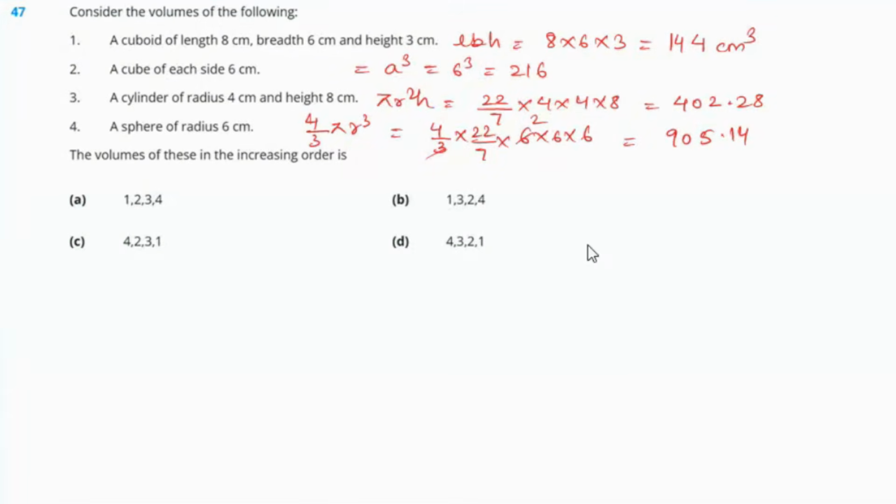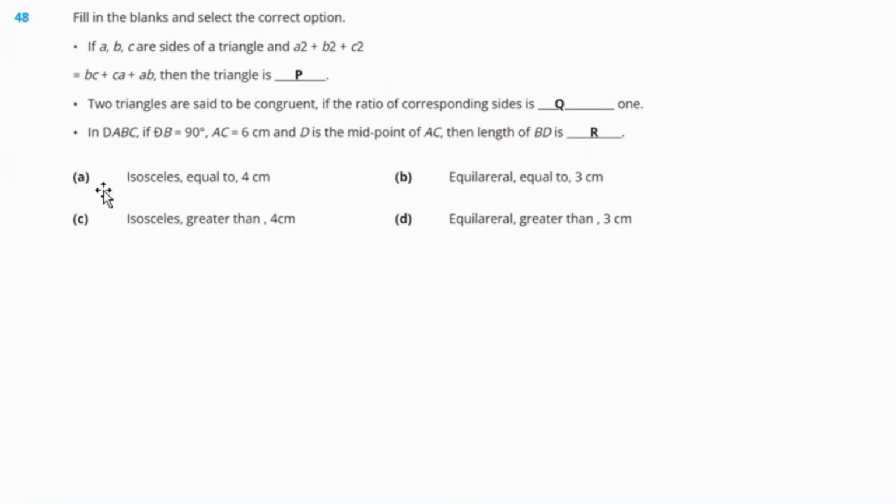Okay, and we are supposed to arrange them in an increasing order. So in an increasing order, the smallest one is the first one, then the second one, then the third one, then the fourth one. So 1, 2, 3, 4. Option A is the correct answer.